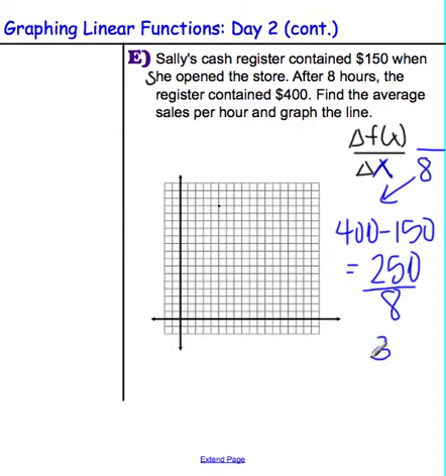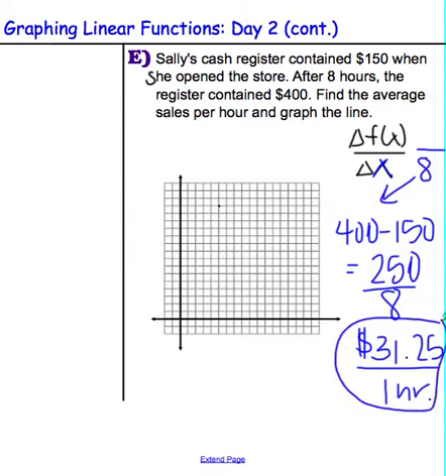That leaves us with 24, 1 left over. 10 goes into 8, or 8 goes into 10 once. That's 2 left over. And then 8 goes into 20 twice, which has 4 left over, and 8 goes into 40 5 times. So this is $31.25 in money per 1 hour. This is our average sales per hour, and so now we need to graph this line.